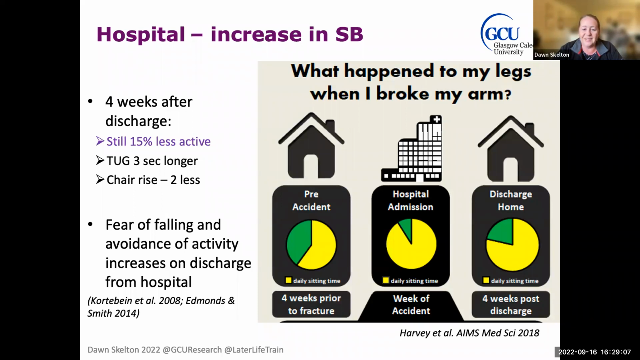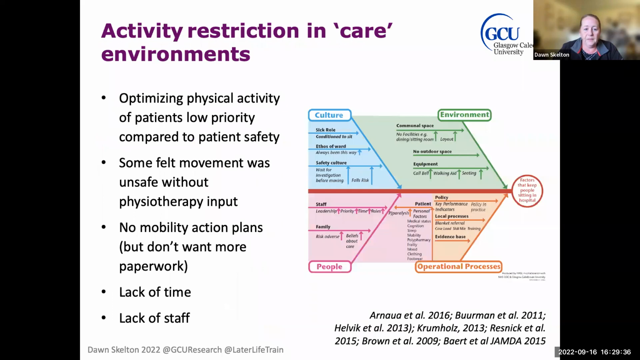And pre her accident, she was spending around about 70% of her day seated. And in hospital, she broke her arm, remember, she was spending about 90% of her time seated. And then even 4 weeks post-discharge, she was still more sedentary than she had been prior to the break. So this big problem about what happens when people are in hospital and the effect it will have on physical function when they're home.